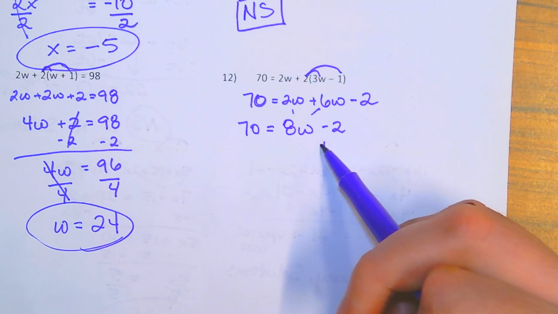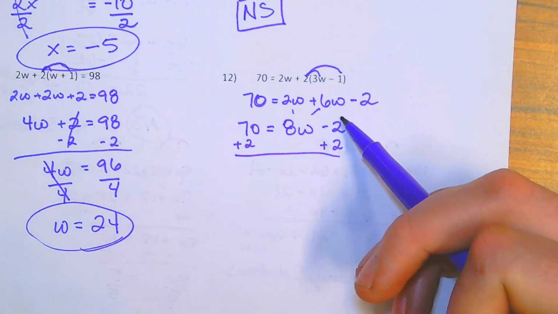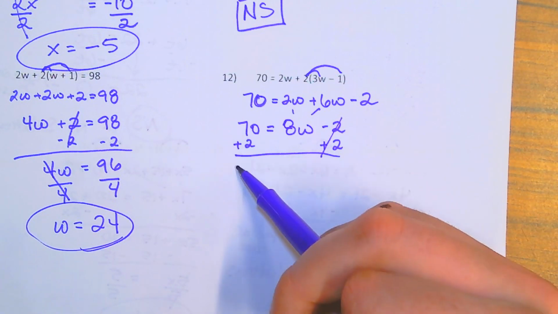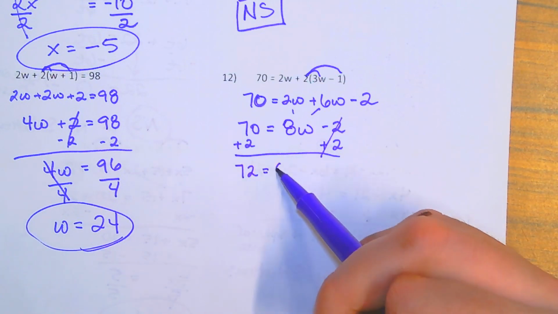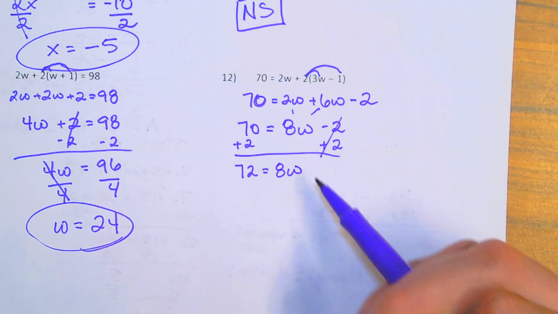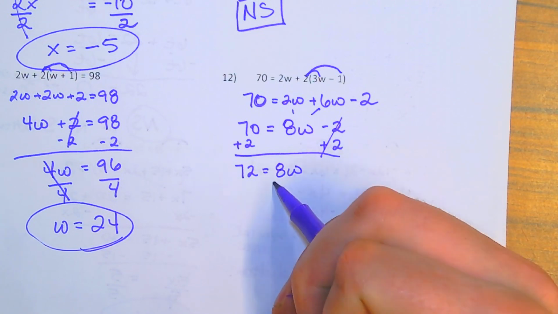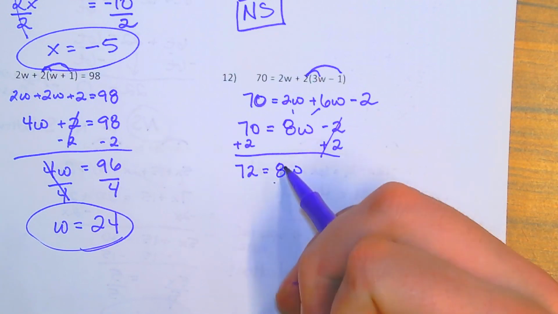Now we're just solving a normal equation again. Add your 2s. Those cancel. 70 plus 2 is 72 equals 8w. Over here, remember, it's just division. Just one more time.